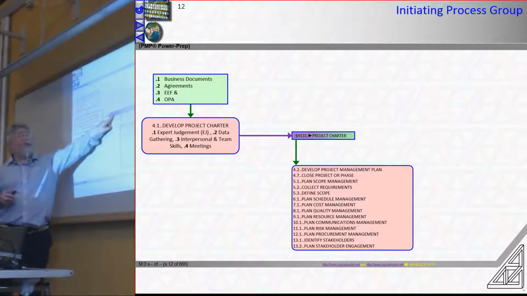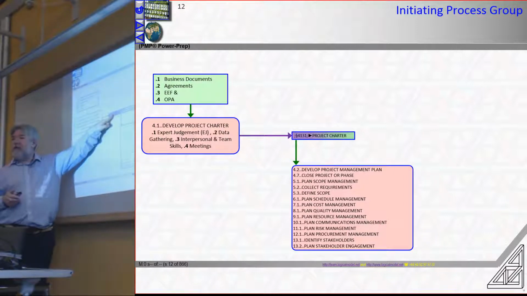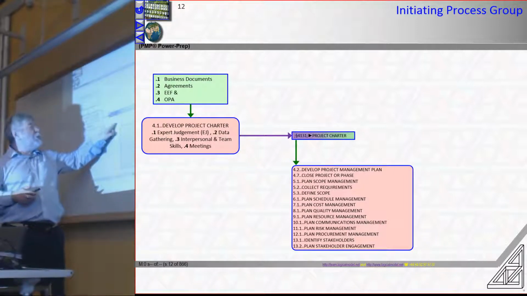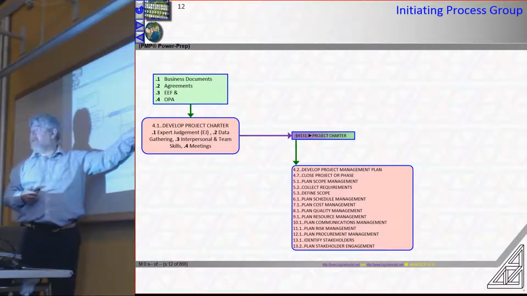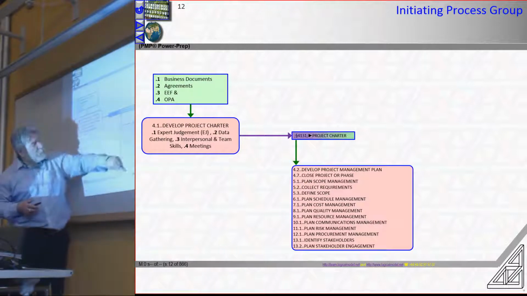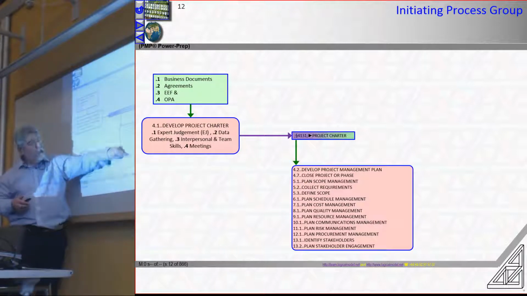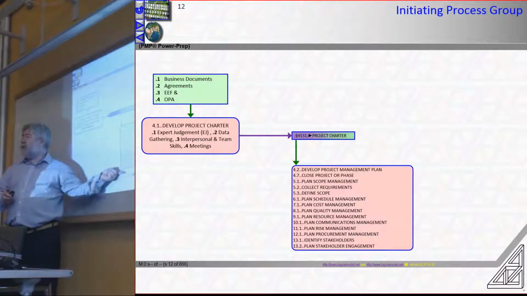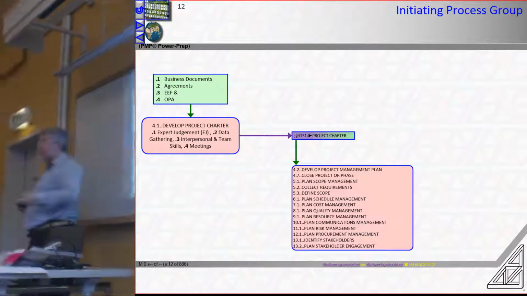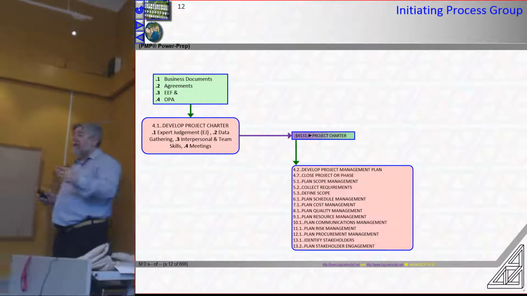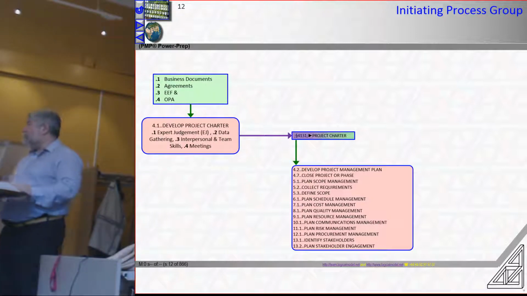Develop Project Charter, we know, creates Project Charter. And in the first diagram I showed you, I showed it going off to Develop Project Management Plan. But actually, look, it goes to all these places. So Develop Project Charter is going to a lot of places, and there's no easy way in the PMBoK for you to be able to track where it's going to. You don't need to either.